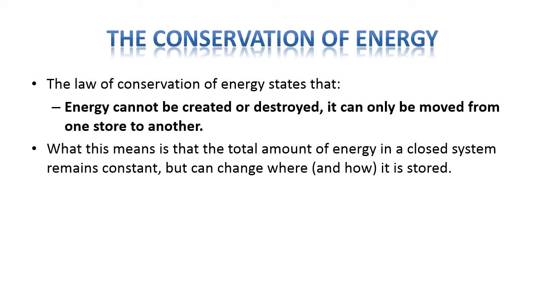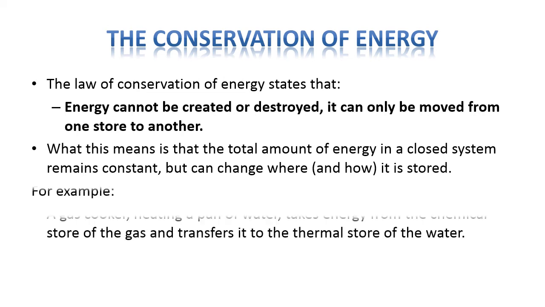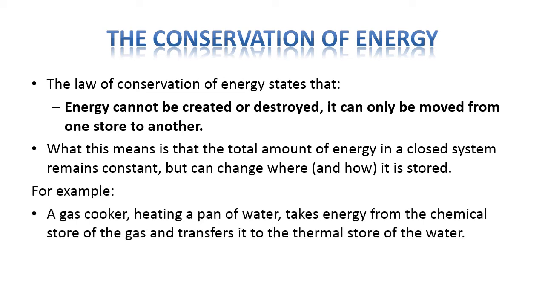What this means is that the total amount of energy in a closed system remains constant but can change where it is stored. For example, a gas cooker heating a pan of water takes energy from the chemical store of the gas and transfers it to the thermal store of the water.